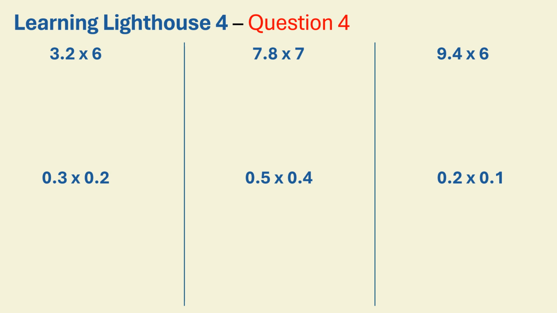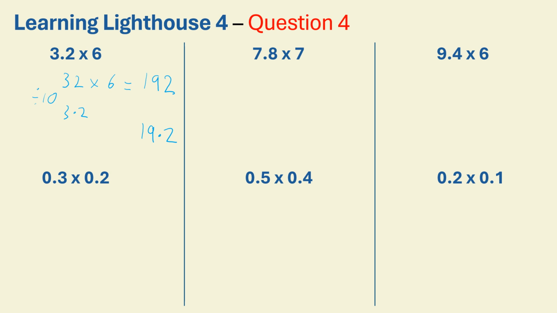Okay, for this one, if we did 32 times 6, that would give us 192. If you think about it, to get from 32 to 3.2, you're going to have to divide everything by 10, or your answer by 10 anyway. So if we divide 192 by 10, we get 19.2. So that works out quite nicely.